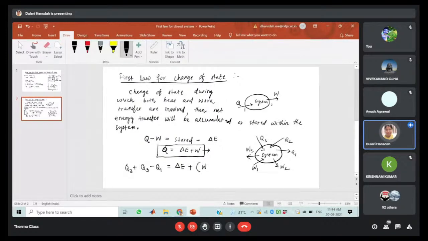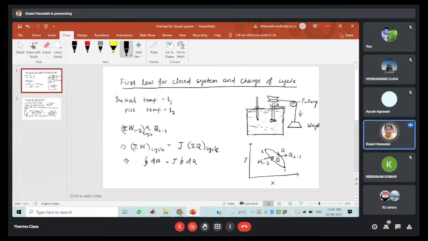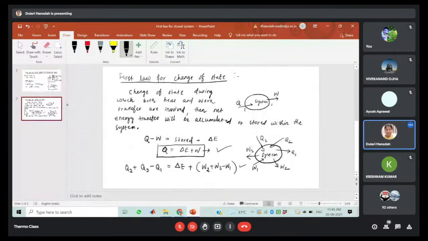So it is positive, which means here I can write W2 plus W3 minus W1. So this is the equation applicable for the change of state, or here applicable for the process. This equation is only used when there is a closed system undergoing the change of state. So this is your first application in case of the cycle, in case of your state.